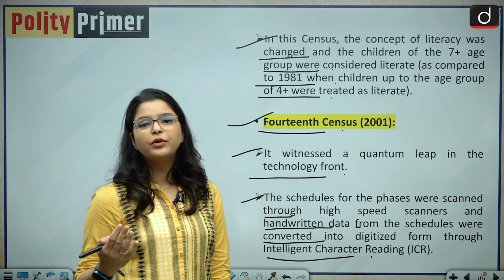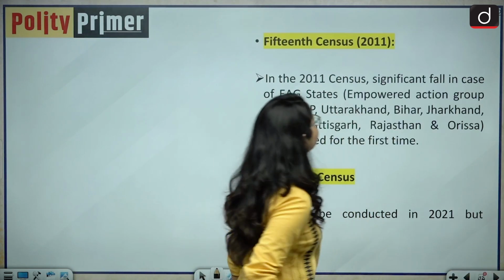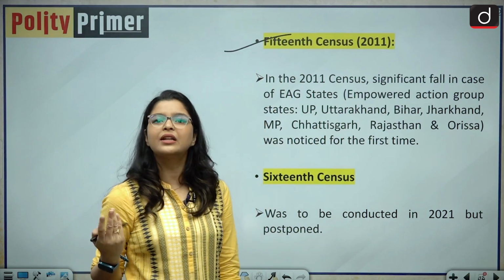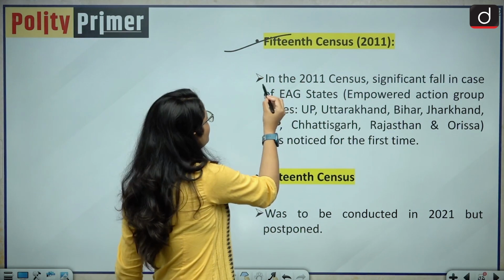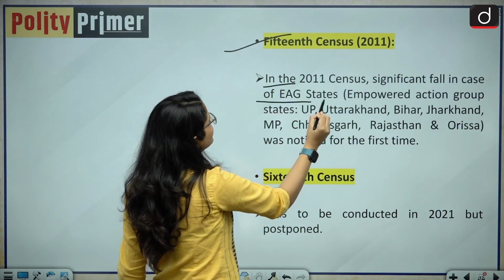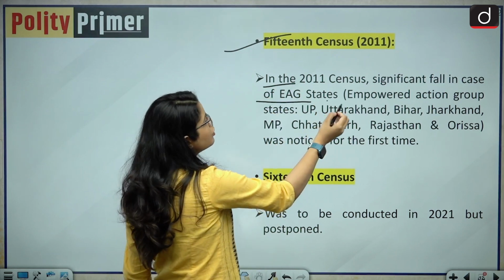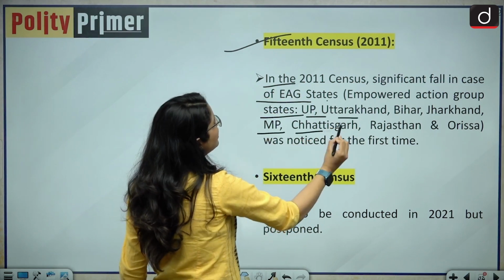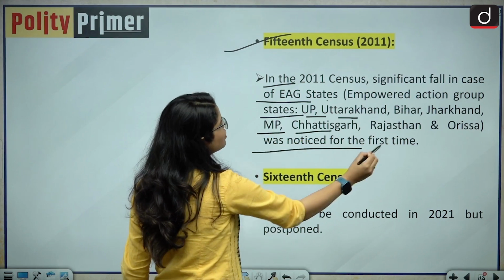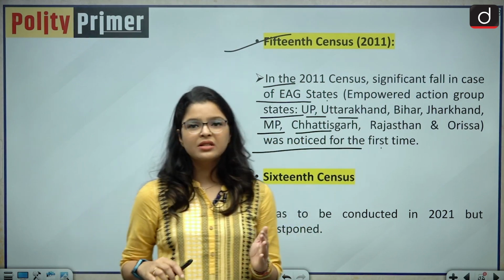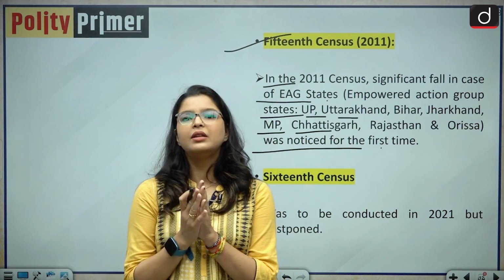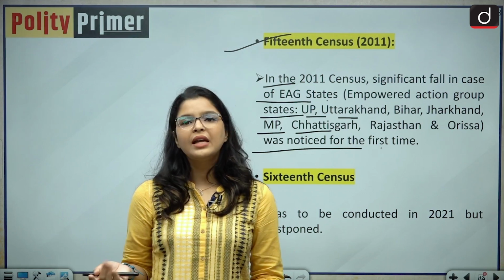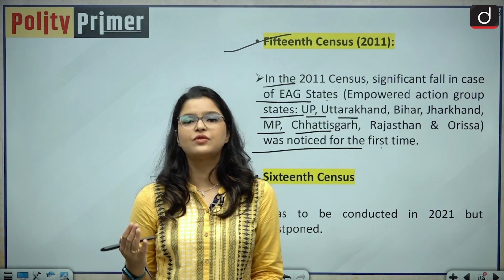Then came the most popular 2011 census, known as the 15th census, the figures of which we remember for our examinations as well. So in the 2011 census, a significant fall in the case of EAG states, also known as the Empowered Action Group states such as UP, Uttarakhand, Bihar, Jharkhand, MP, Chhattisgarh, Rajasthan and Orissa, was noticed for the first time. So we noticed that all of these states are becoming less empowered and they need immediate attention by the union government. So the 2011 census was important in this regard as well.